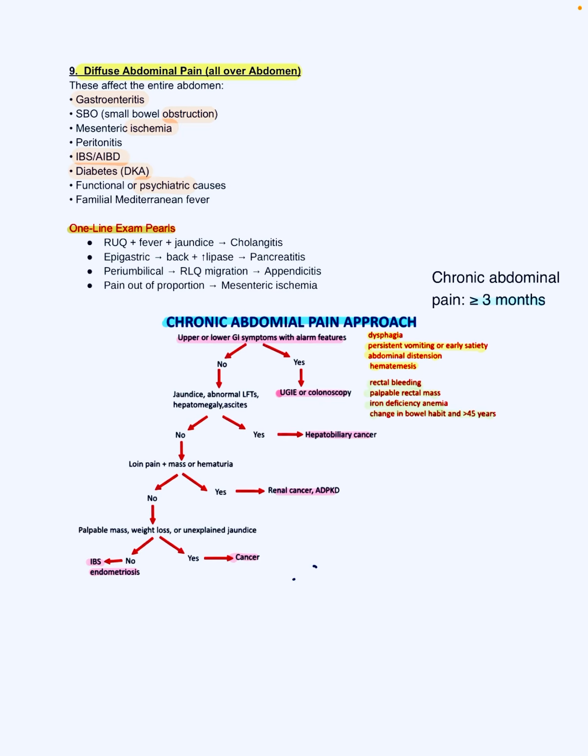If there is no loin pain, mass, or hematuria, then we should look for palpable gastric mass, weight loss, and unexplained jaundice. If present, then we are dealing with gastric carcinoma. If none of this is present, then we are dealing with the most common chronic abdominal pain in OPD, that is IBS, or sometimes the patient may present with endometriosis.